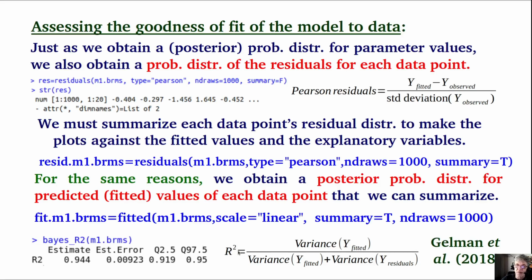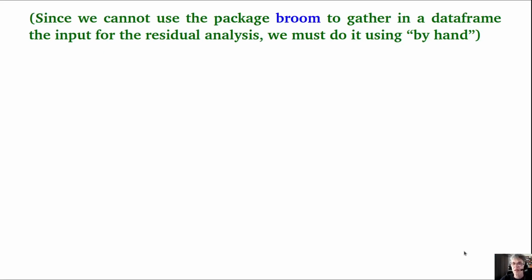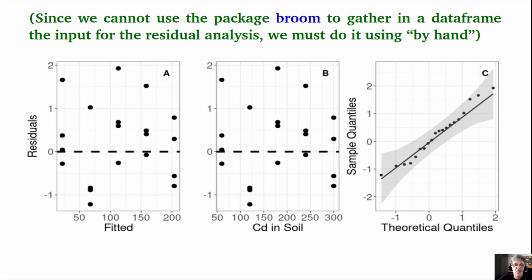This metric of goodness of fit of Bayesian models, applicable to any Bayesian model, stems from the paper by Gelman et al. 2018. So we can now use the package broom, which was very handy to gather in a data frame the output of data analysis. We must do it by hand, but we by now know enough about R syntax to do that. And with that, we construct the analogous three plots that we obtain for frequentist residual analysis. And we see more or less the same result.